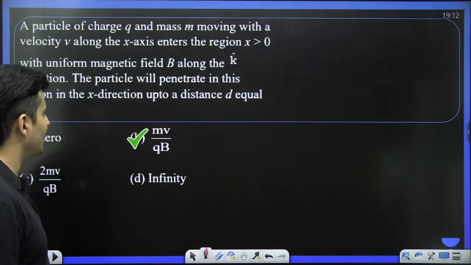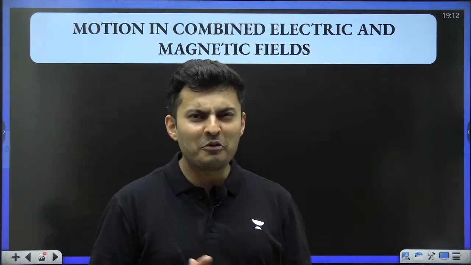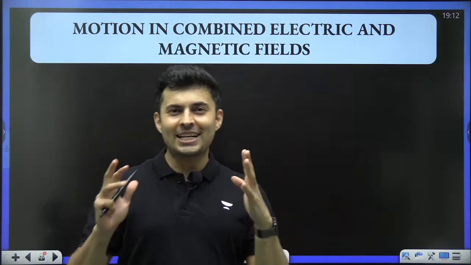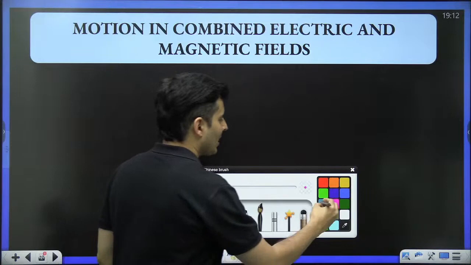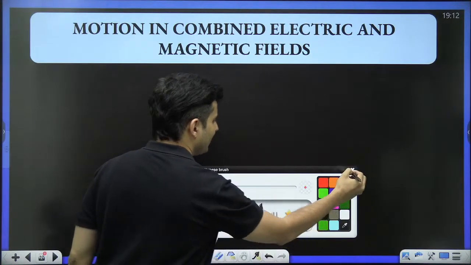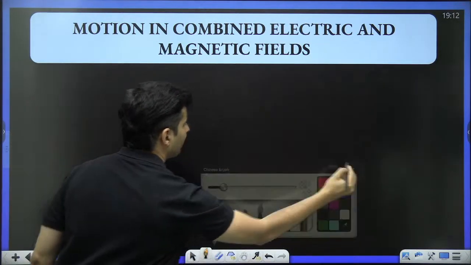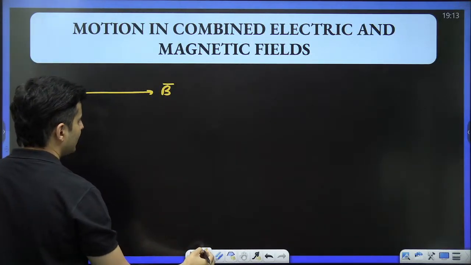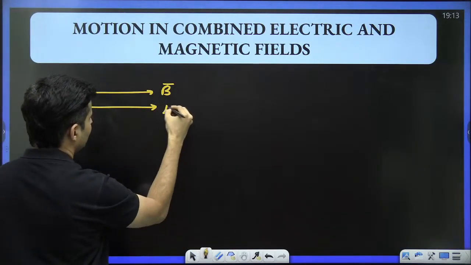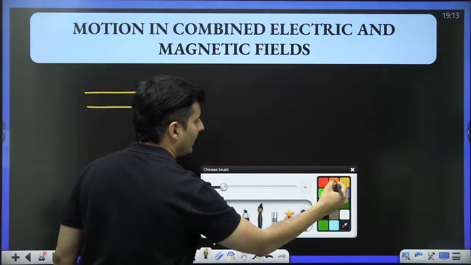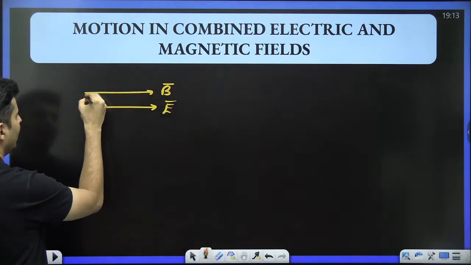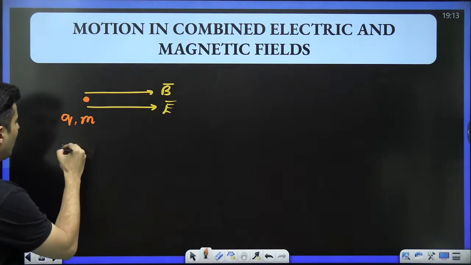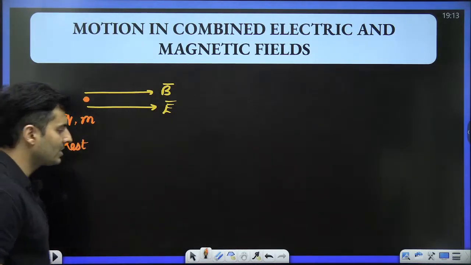Let's move ahead to the next concept where both electric and magnetic fields are there together. Now, just imagine this example where there is a magnetic field like this, and let's say there is an electric field also like this. Let's say I take a charged particle. Charge is Q, mass is M. I leave it from rest. It is at rest initially.